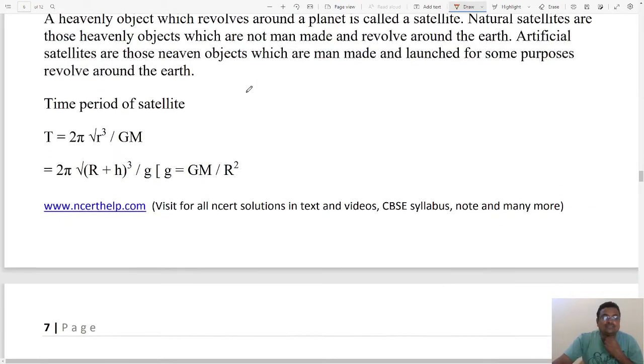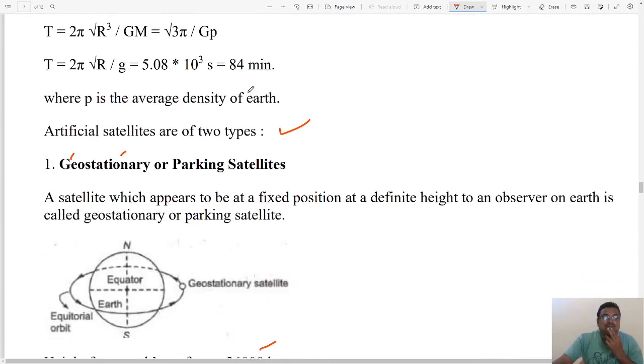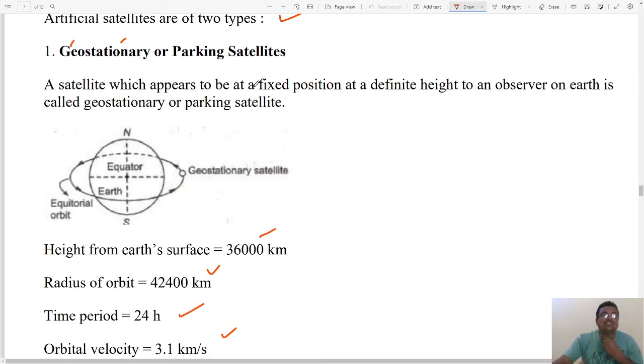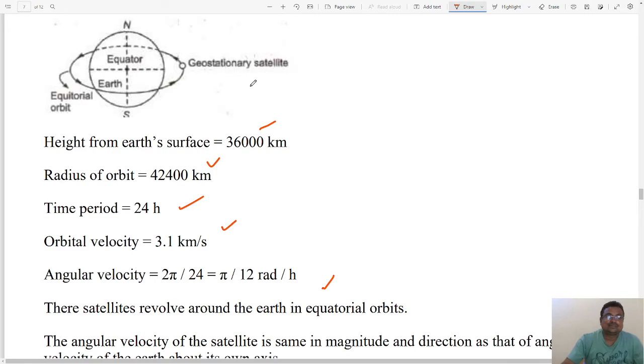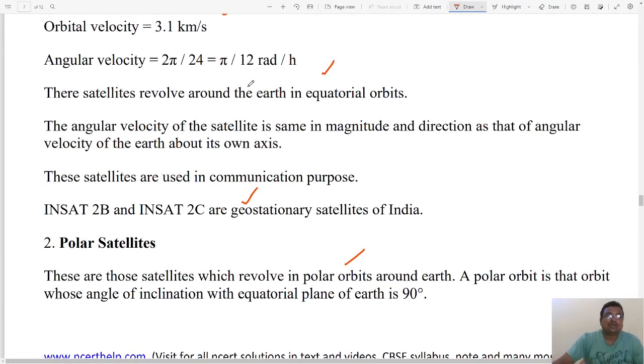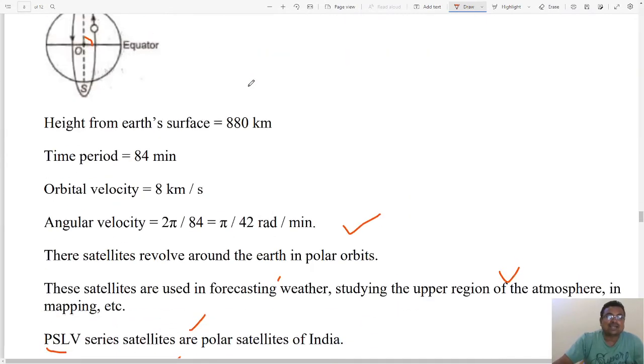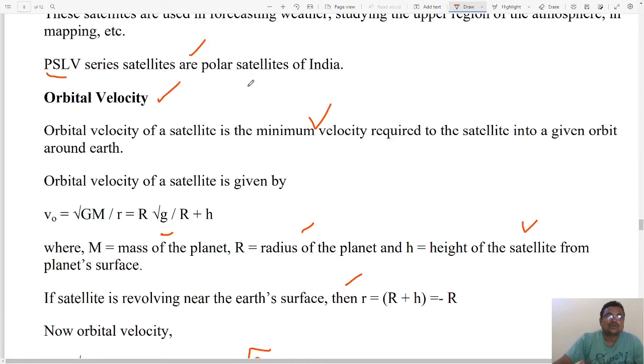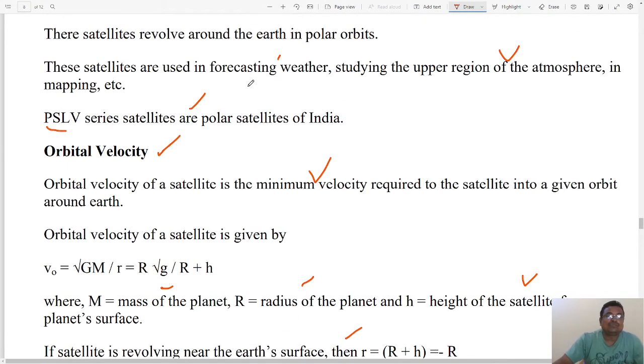So my dear friends, there are two types of satellites: geostationary satellite and polar satellite. Geostationary satellite revolves about a fixed position at a particular height. The polar satellite revolves around the poles. Example of a geostationary satellite is INSAT, and the polar satellite is the PSLV series.